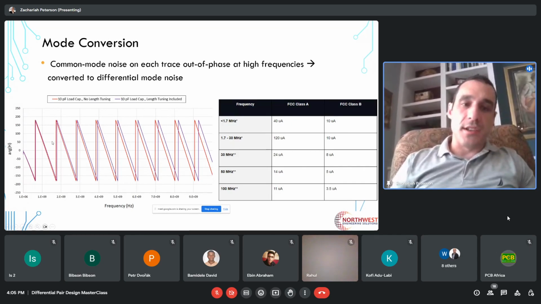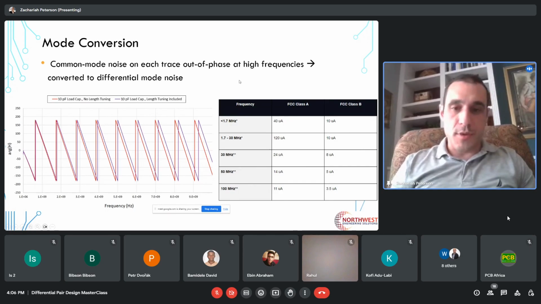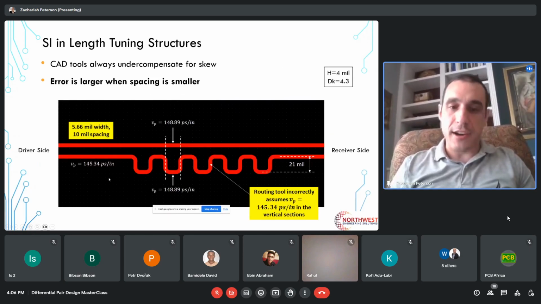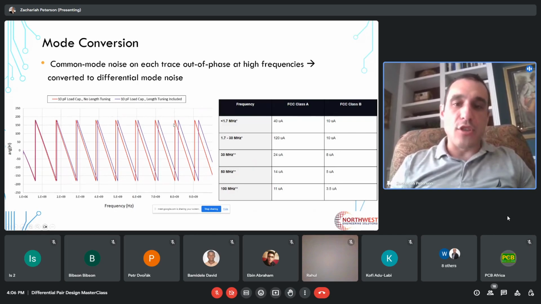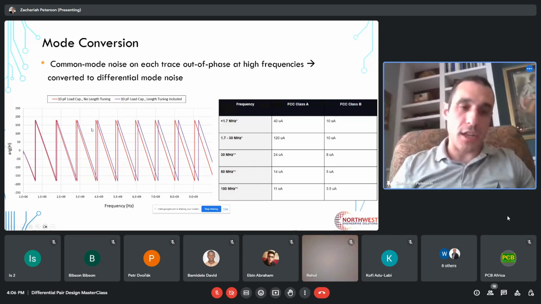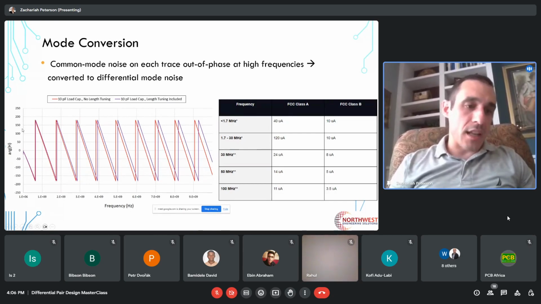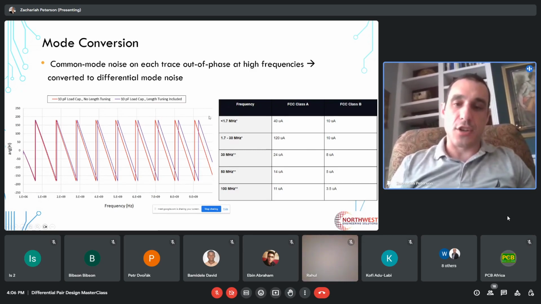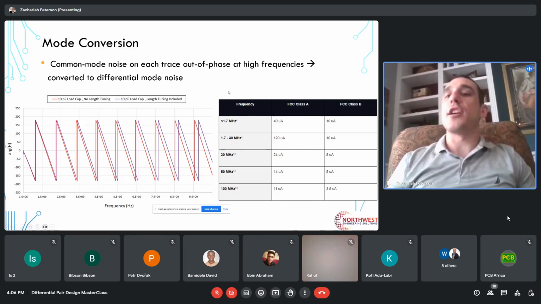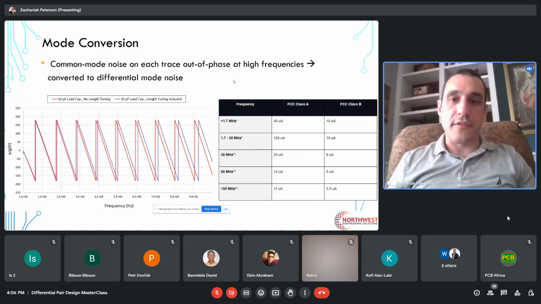Well, it really depends on load capacitance, and then it depends on the phase shift along your transmission line, which means it depends on the spacing between these two pairs. So here you can see what happens when we have no length tuning versus the case where we do have length tuning. And I've looked at the mode conversion here in terms of the phase response from the transfer function of a transmission line. So you can see very clearly what happens to the phase response of a single transmission line when we have these length tuning sections included. And you can get a pretty significant phase deviation across these two traces at these very high frequencies. So this is yet another reason to ignore length tuning structures at very high frequencies.